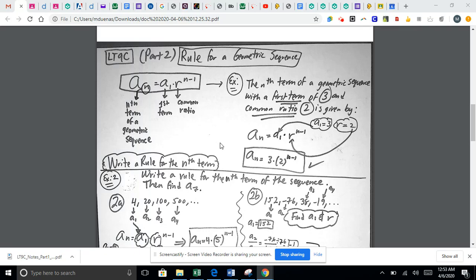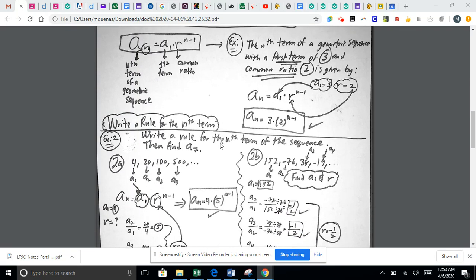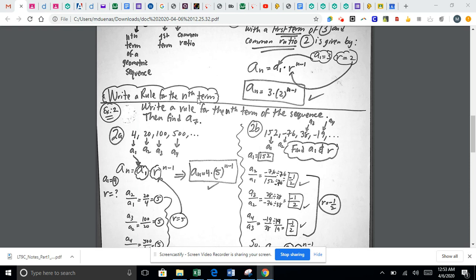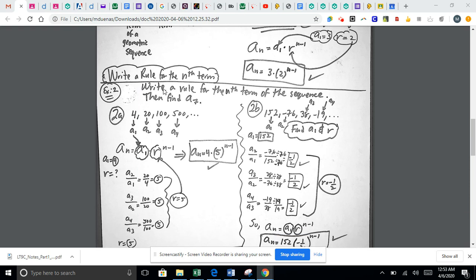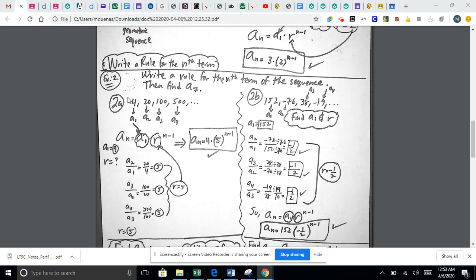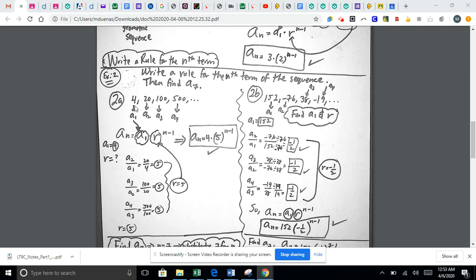All right. So here's our first problem using our rule to find the rule for the nth term. Directions state, write a rule for the nth term of the sequence, and then you're going to find A sub 7. Focus your attention on example 2a here. We'll do example 2b in a second. So here's my problem. The sequence is 4, 20, 100, and 500, and then it's dot, dot, dot. So that means it's going to continue on forever, and it's going to repeat the same pattern.